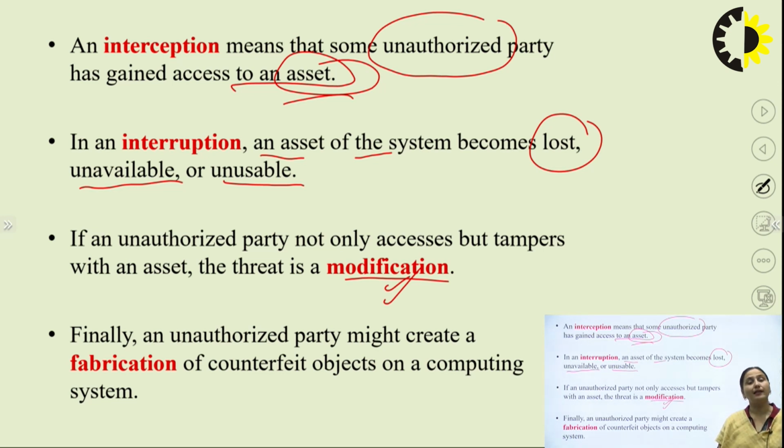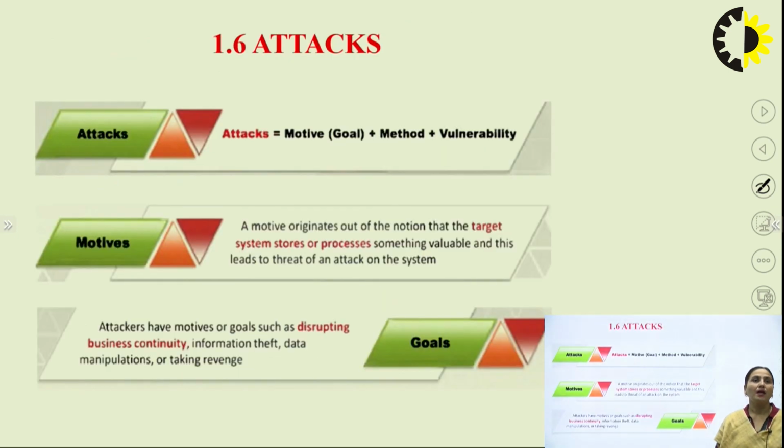So this is again another type of threat which can occur in the system. Now, attack. What is basically an attack? In an attack, the attacker will definitely have some sort of motive or goal, based on which they will be able to carry out a particular type of attack, and based on what intentions they are performing this particular type of attack.